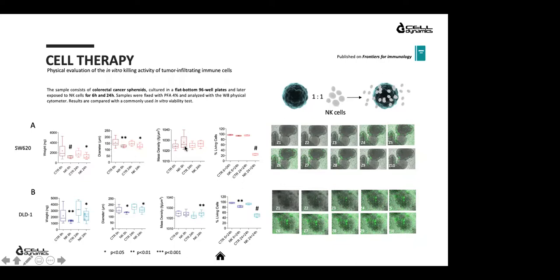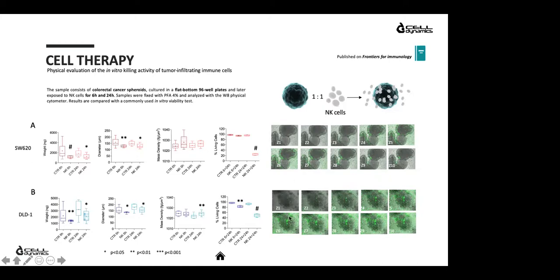Differences arise when we look at the mass density plots. If we focus on SW620 spheroids, we see a slight increase in the mass density after 24 hours of exposure to NK cells compared to the untreated spheroids, the positive control. But if we look at the graph of the mass density for DLD1 spheroids, we see that this increase is statistically relevant. It seems that after 24 hours of exposure to NK cells, we have a significant increase in the density of the spheroid after NK cell infiltration.